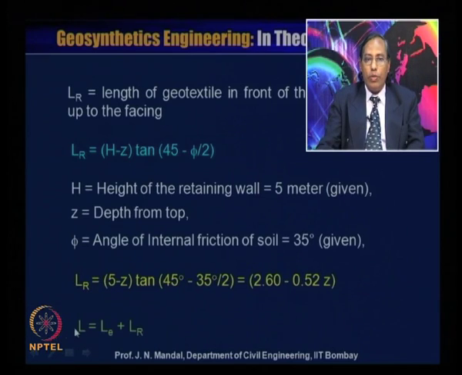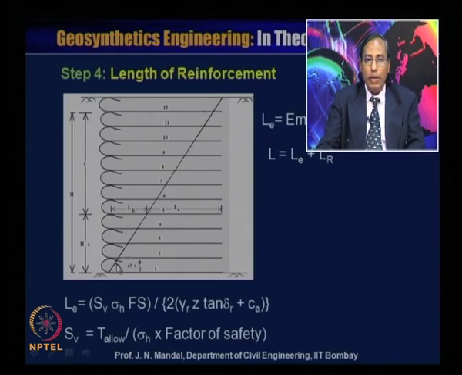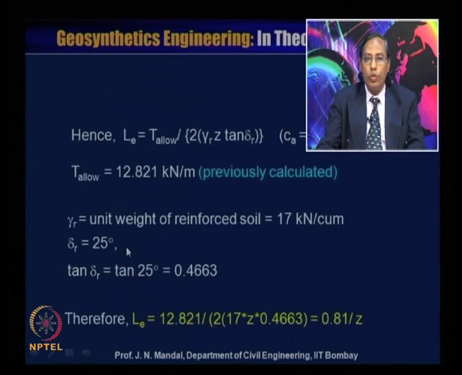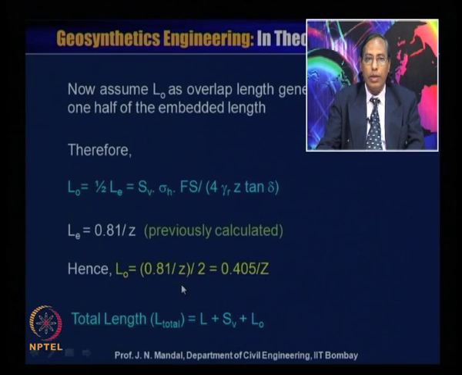So you can calculate total length equal to LE plus LR. From this equation you can calculate LR, and from this equation you can calculate LE, because Z at any depth you can calculate. And this is LR. This is 45 degrees plus phi by 2, this is 45 degrees minus phi by 2. So for this LR we have considered H minus Z tan 45 degrees minus phi by 2. So this is what is written here. At any depth Z, LE can be considered.